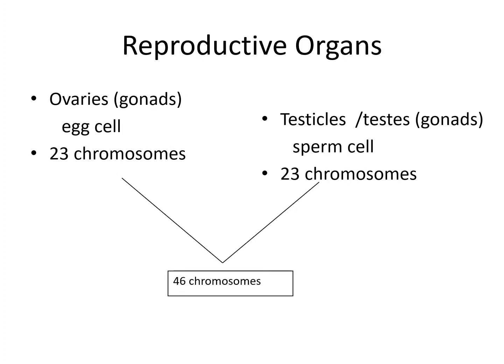Ang egg cell, meron siyang 23 chromosomes. Ang sperm cell naman, meron din siyang 23 chromosomes. So, all in all, in a human being, we have a total of 46 chromosomes or 23 pairs of chromosomes. During the period of fertilization, by pair kasi yan, 23-23 or 23 pairs of chromosome by pair.